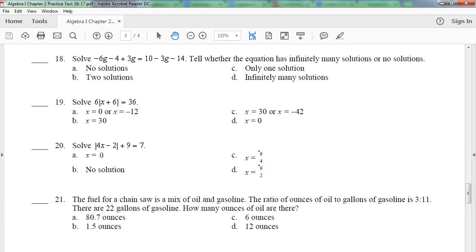Hello, this is Mrs. Ellison again, and we are going to continue with our work through of the Algebra 1, Unit 1, Chapters 1 and 2 practice test. We left off with number 18. Solve negative 6g minus 4 plus 3g equals 10 minus 3g minus 14. Tell whether the equation has infinitely many solutions or no solutions.